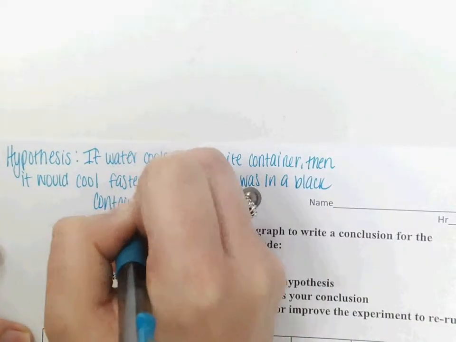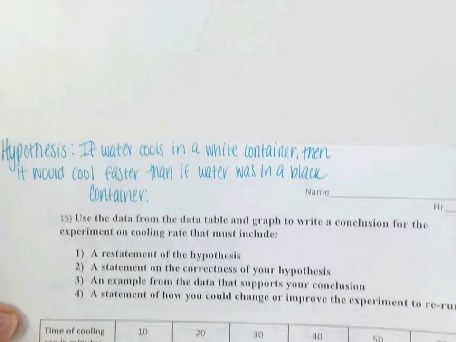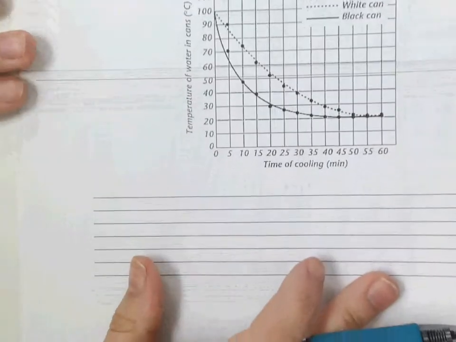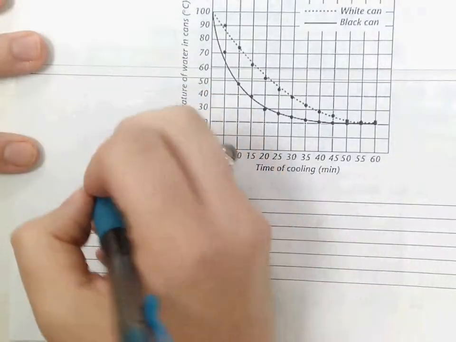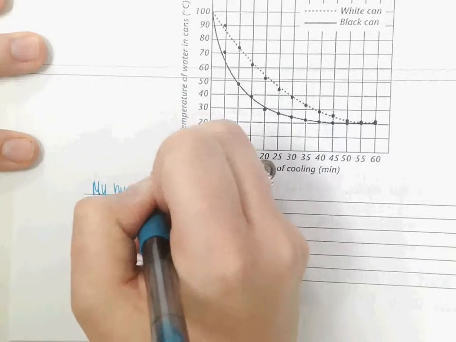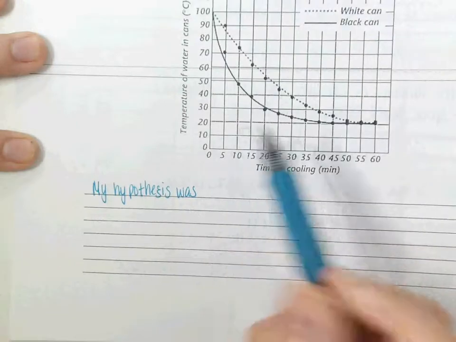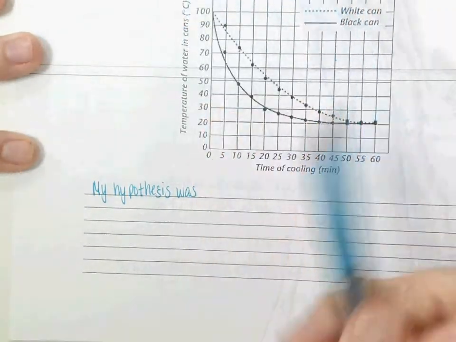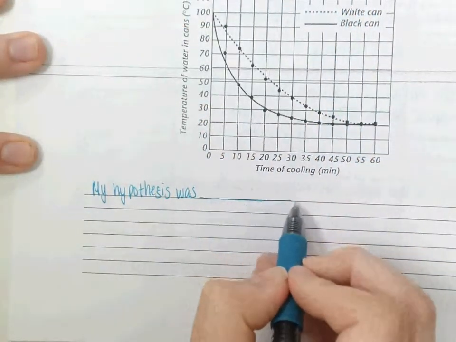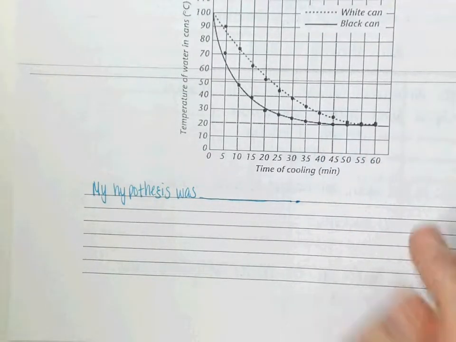Okay, so the first thing it tells us to do is we need to restate our hypothesis. So just down here at the bottom, all you need to say is, my hypothesis was, and then actually fill it out. So you'll fill out what I just wrote up there. Now to save us some time, I'm not going to fill all that out, okay? Then it says a statement of the correctness of our hypothesis.